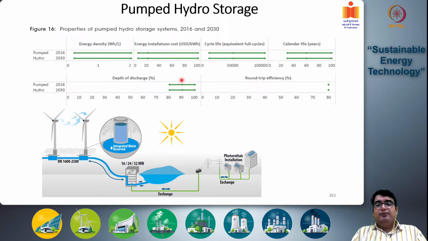Depth of discharge, if you remember from our first discussion on energy storage, is the amount of energy you can extract out of the system before it has to be recharged. So the depth of discharge is around 90%. You can go up to a full 100, but that is not usually done. So the amount of recoverable energy is around 90%. Round trip efficiency is around 80% nowadays. So reasonably good, and this will not change between 2016 and 2030.